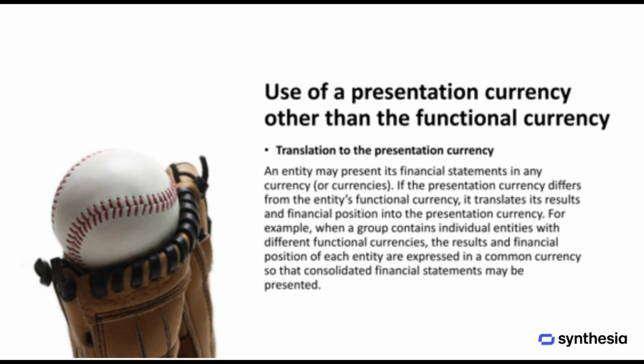An entity can choose to present its financial statements in any currency it prefers. When the presentation currency is different from the entity's functional currency, the entity translates its financial results and position into the chosen presentation currency. For example, in a group with several entities that each have different functional currencies, the results and financial position of each individual entity are converted into a common currency. This allows the group to present consolidated financial statements in a single, consistent currency.